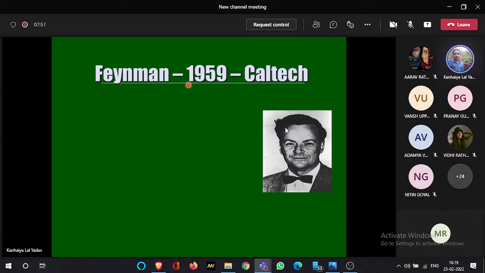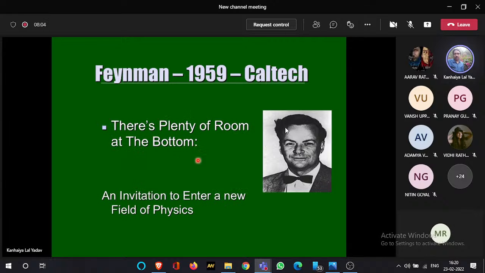In 1959, at a conference at Caltech, Feynman said there is plenty of room at the bottom, and it was an invitation to enter a new field of physics. Plenty of room at the bottom means that if you go to nanotechnology or nano size, the properties change.